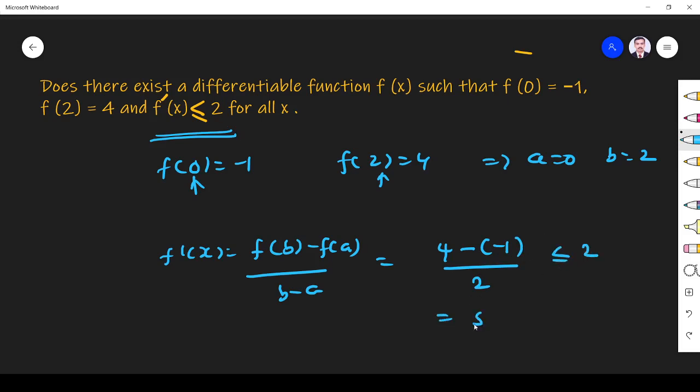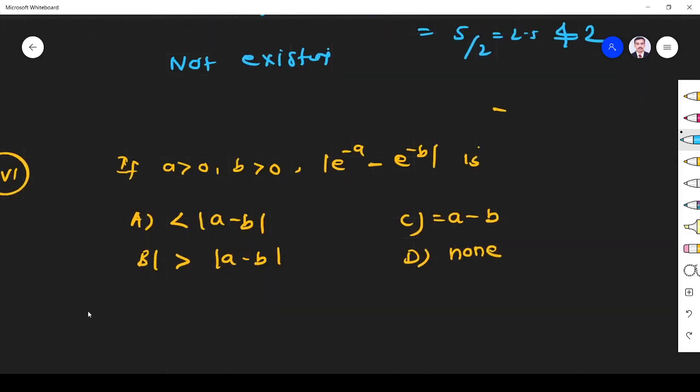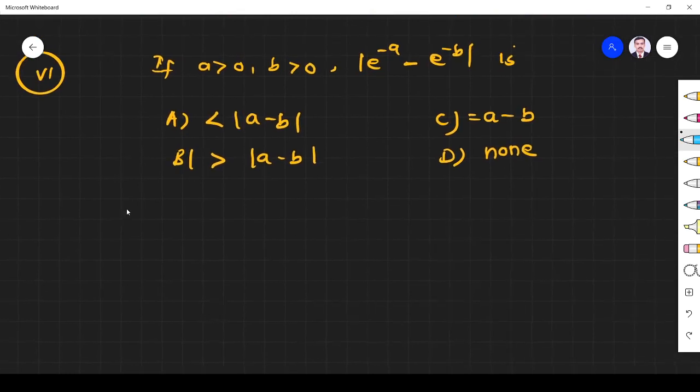Right, but what is happening? 4 plus 1 is 5, 5 by 2 is 2.5. 2.5 is not less than or equal to 2, so the differentiable function does not exist. Fine. Okay. Next question.